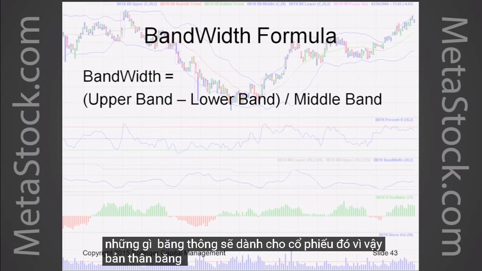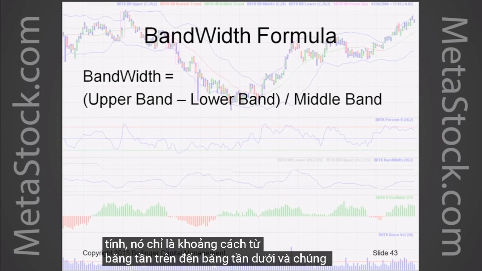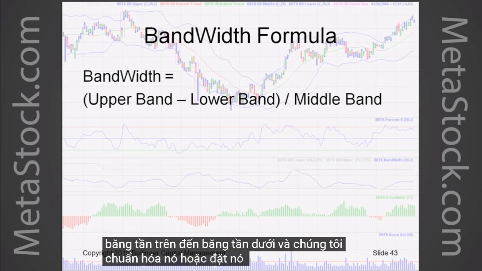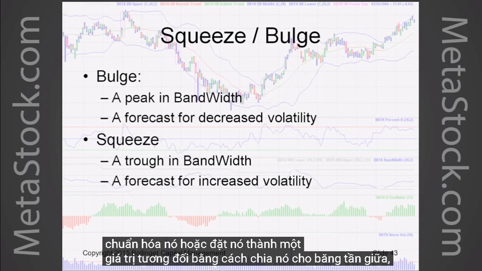So bandwidth itself is very easy to calculate. It's just the distance from the upper band to the lower band, and we normalize that or make it a relative value by dividing it by the middle band.